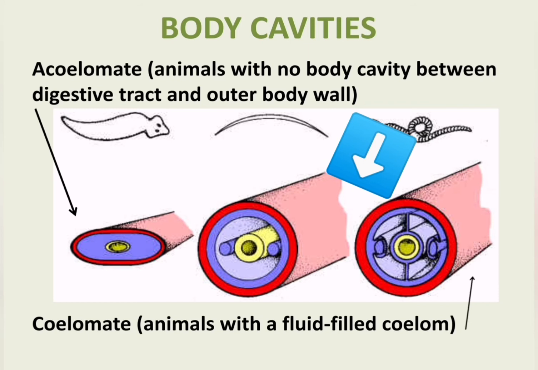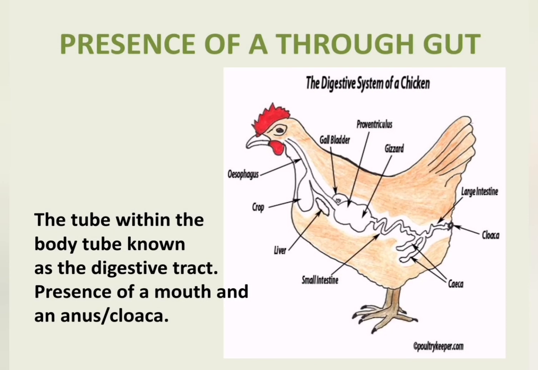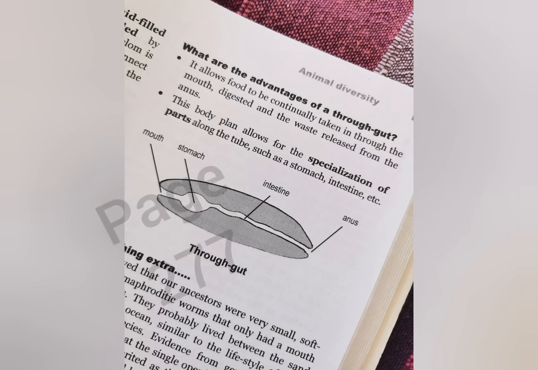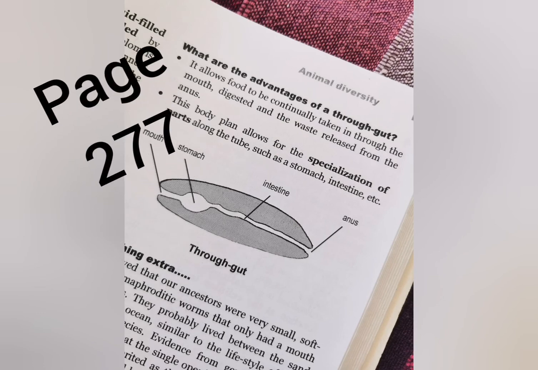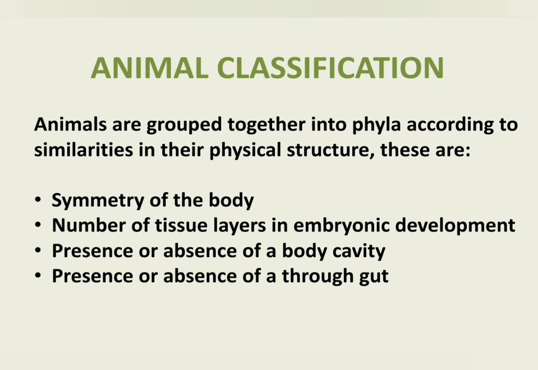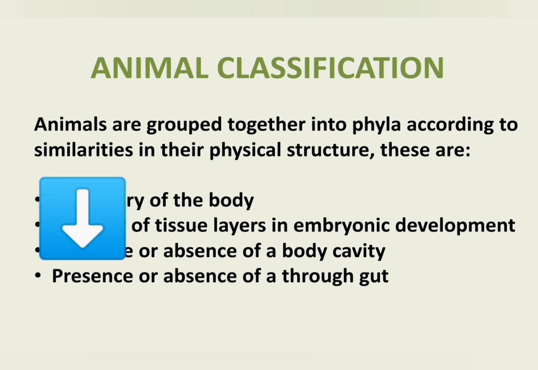So you can see that in the pictures in the middle and on the right-hand side, and that is more common in complex organisms. In more complex organisms, obviously like this picture of a chicken, same as in the human body, we have what we call a through gut. So the tube within the body that is known as the digestive tract always will start with a mouth and then ends in an anus, or in the case of a bird it's a cloaca, and that is called a through gut. Now the presence of a through gut is obviously what distinguishes complex animals from simpler organisms, and that is our fourth criteria for classifying organisms.